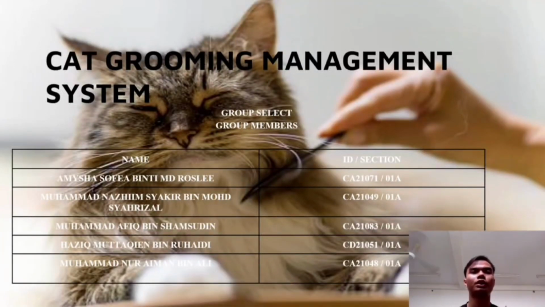We are going to present the cat grooming management system. I will introduce my fellow groupmates, Amisha Safia binti Muhammad Rasli, Muhammad Afiq bin Samsudin, Haziq Mutakin bin Wahidi, and Muhammad Nur Aiman bin Ali. My name is Muhammad Nazim Shakir Muhammad Shahrizal.